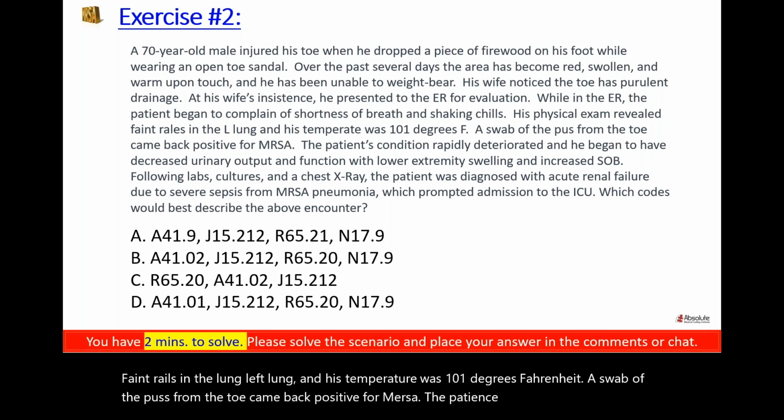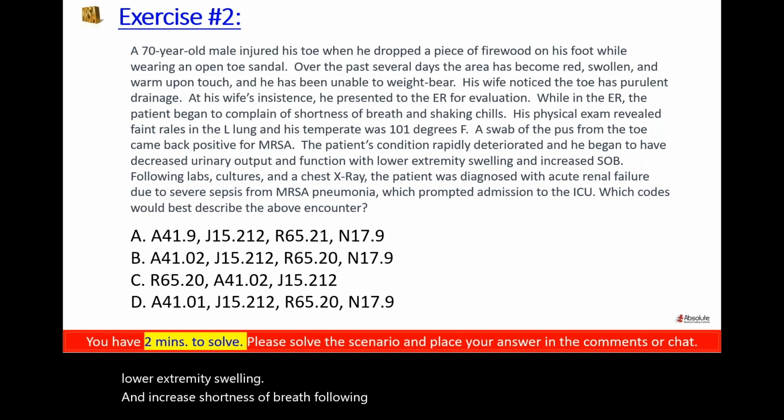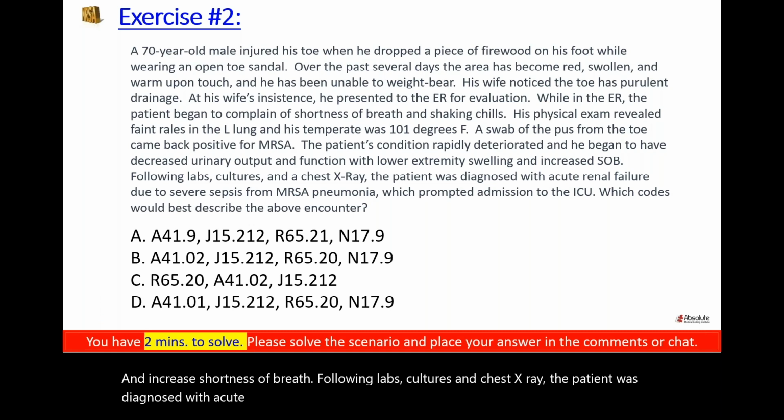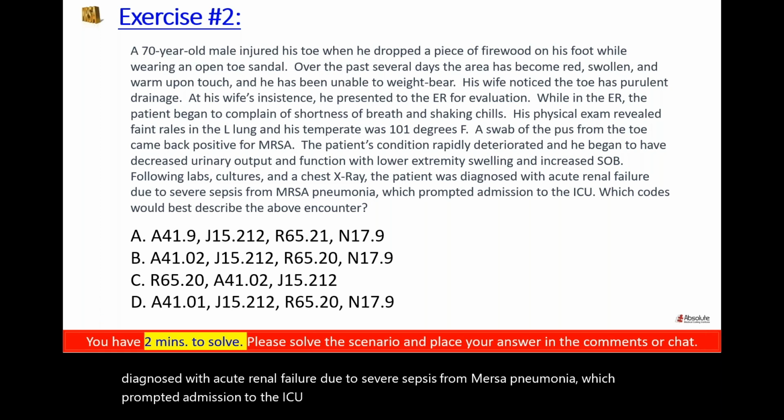The patient's condition rapidly deteriorated, and he began to have decreased urinary output and function with lower extremity swelling and increased shortness of breath. Following labs, cultures, and chest x-ray, the patient was diagnosed with acute renal failure due to severe sepsis from MRSA pneumonia, which prompted admission to the ICU. All right, coders, your time begins now.